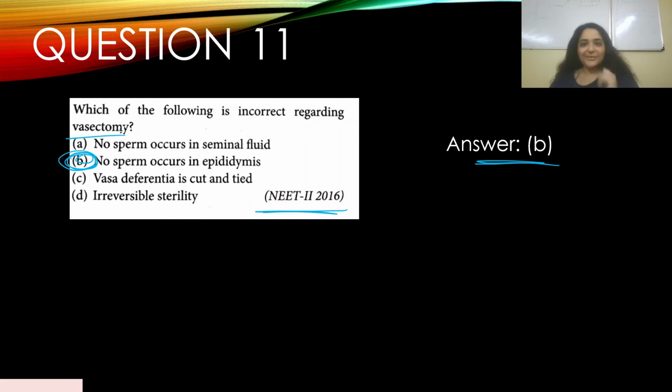We need to understand the order in which the sperms move, from the testes into the vas deferens and all that, till it reaches the urethra and mixes with the semen. So in this case, sperms are present in the epididymis, so that is incorrect regarding vasectomy. The rest, A, C, and D, are obviously true. No sperm occurs in seminal fluid, yes, we know that. Vas deferens is cut and tied, yes. Irreversible sterility, yes, that's true. It's only B which is incorrect.